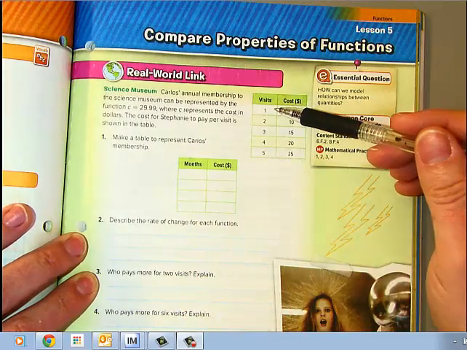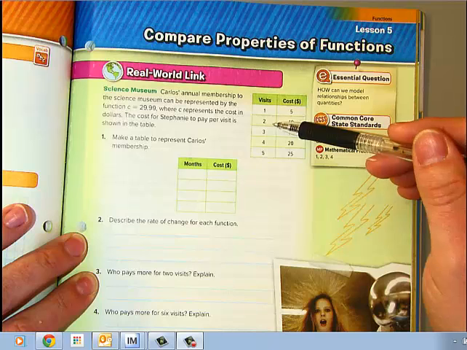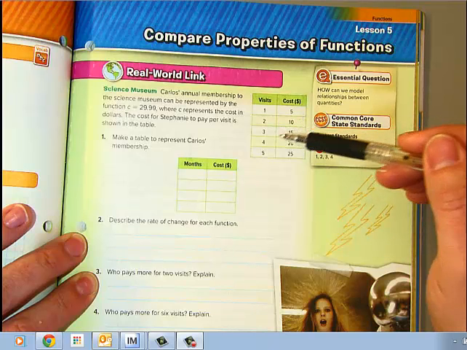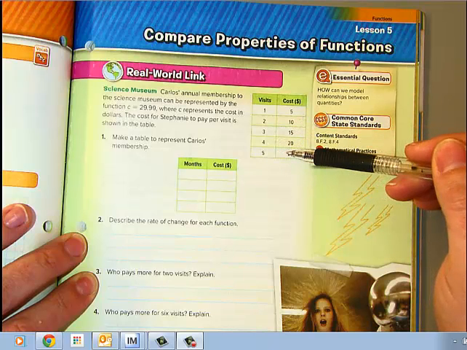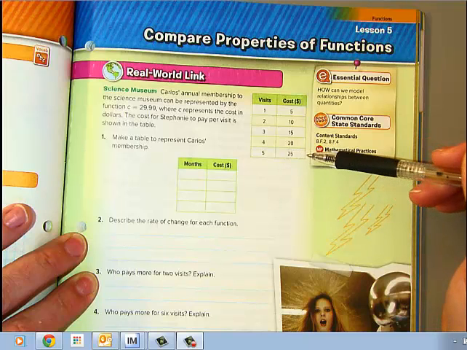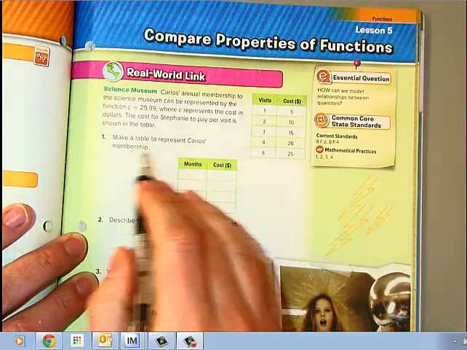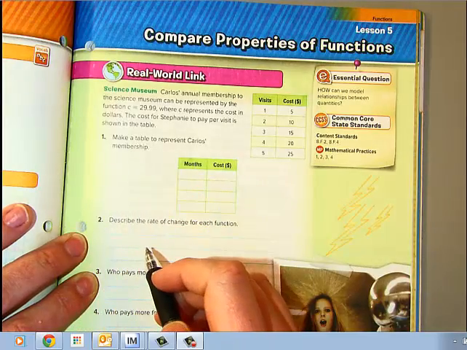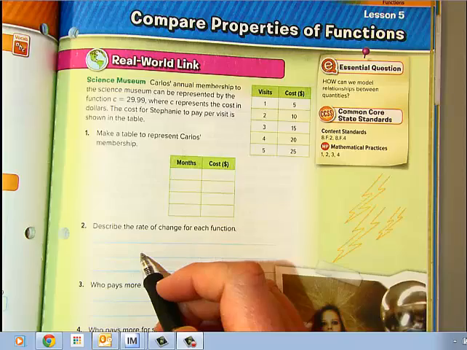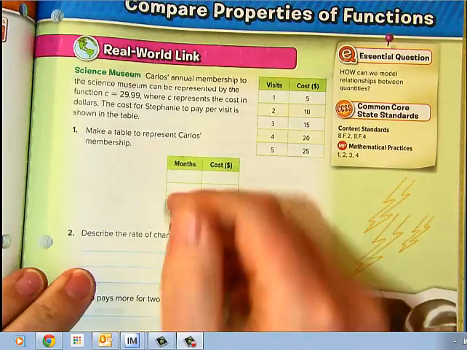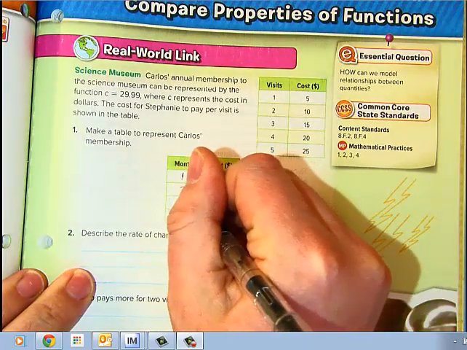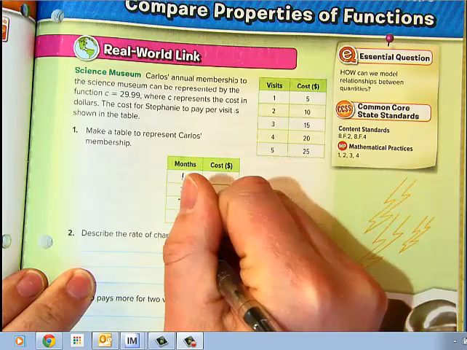So for Stephanie, basically 1 visit is $5, 2 visits, she spends $10. So basically we have $5 for every single visit. So at 5 visits, she'll have $25 spent. Now, here it says make a table to represent Carlos's membership. So here we have for Carlos's membership, month 1, 2, 3, and 4.